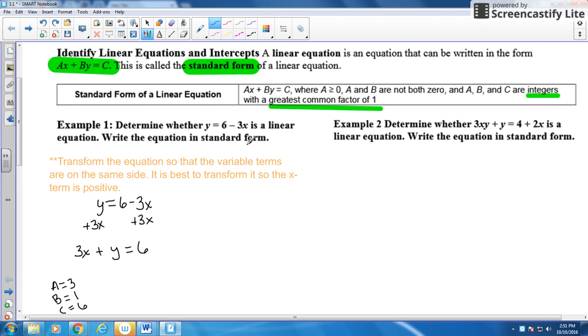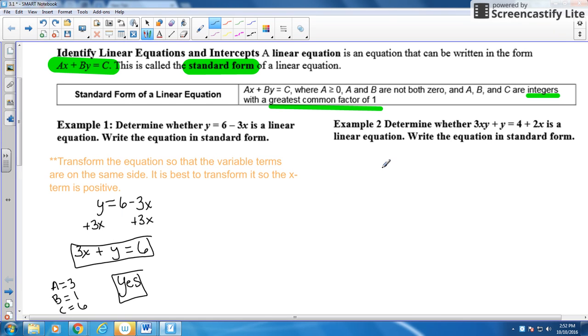Okay, so A is greater than or equal to 0. Yep. A and B are not both 0. True. A, B, and C are integers. Yes. And they only have a greatest common factor of 1. Also true. So yes, this is a linear equation. Okay, and this is what it would look like in standard form.